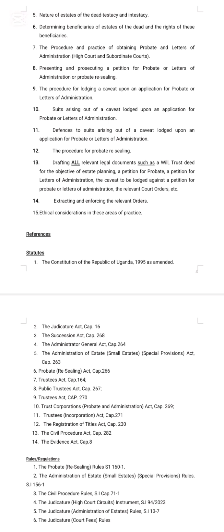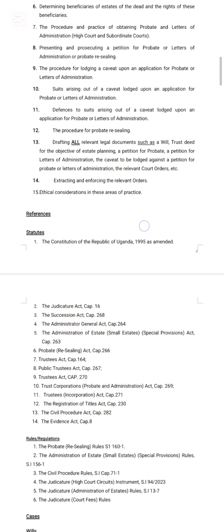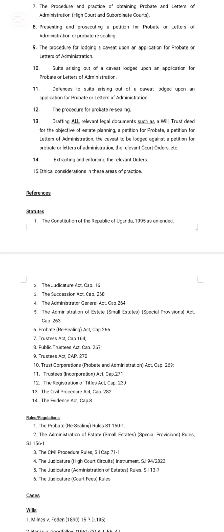So the procedure for lodging a caveat upon an application for probate or letters of administration. Whenever you want to lodge a caveat on property, you have to lodge a caveat, and the caveat is always in a prescribed form. For example, if someone has applied for letters of administration, they have to put a notice of the application. So in case you have any objections, you can lodge a caveat against the application for probate or letters of administration.